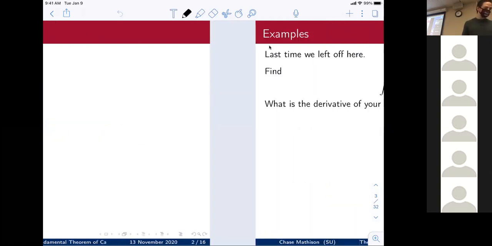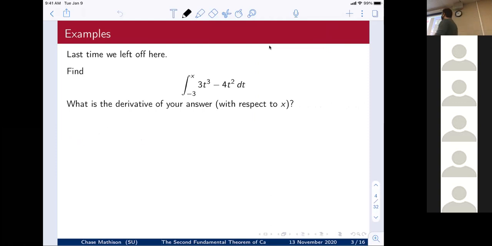All right. Well, last time we left off here, we want to find the integral from -3 to x of 3t cubed minus 4t squared with respect to t. So what does the first fundamental theorem of calculus say that we need to do? We need to find an antiderivative of this, right?